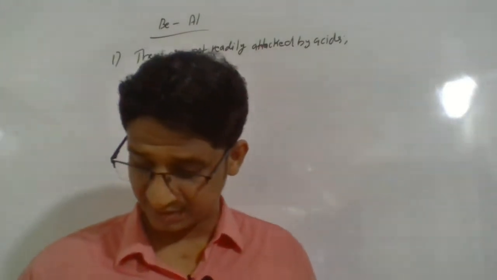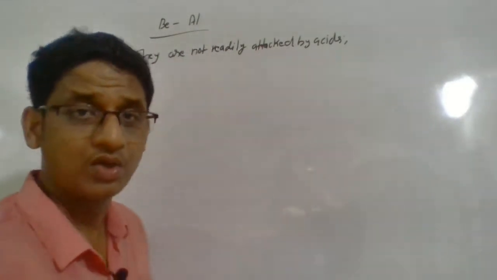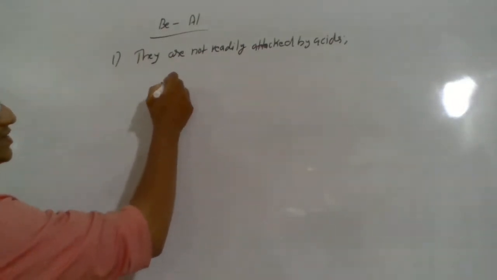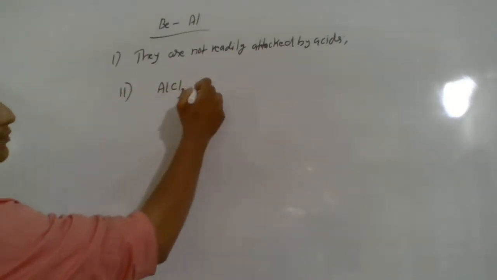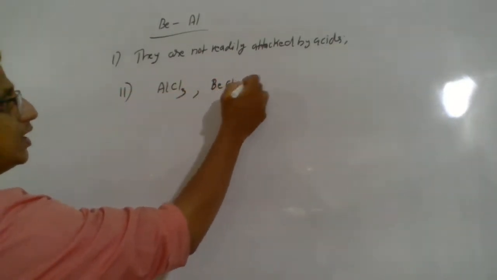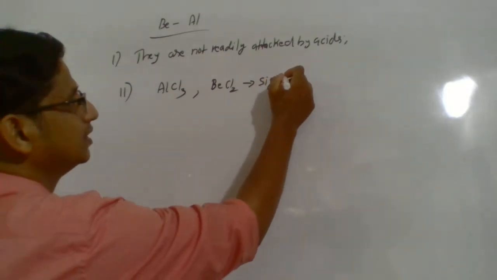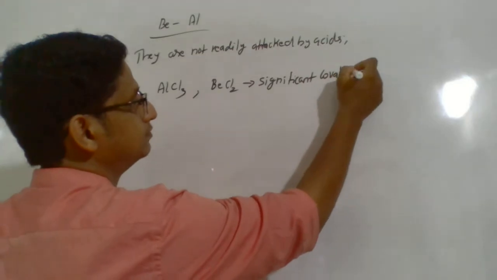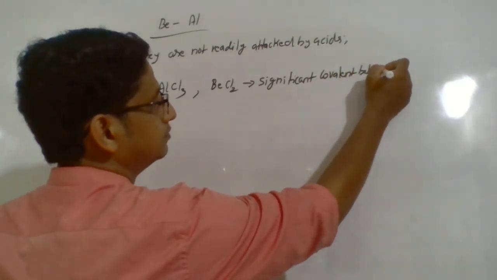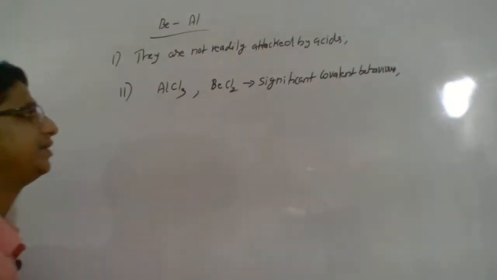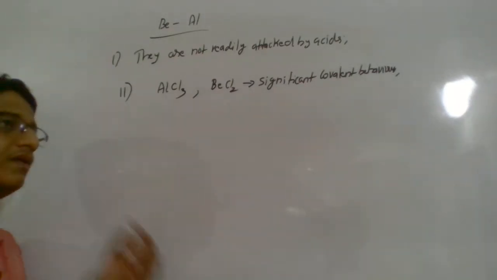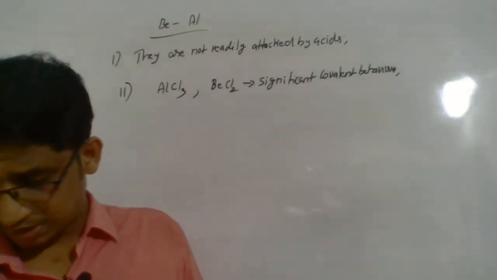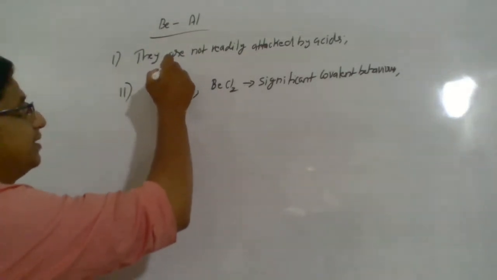AlCl3 and BeCl2 have significant covalent nature, like we saw in the case of lithium and beryllium. Aluminium chloride and beryllium chloride have covalent behavior, which means they tend to dissolve in organic solvents. Aluminium's charge is +3 whereas beryllium is +2.